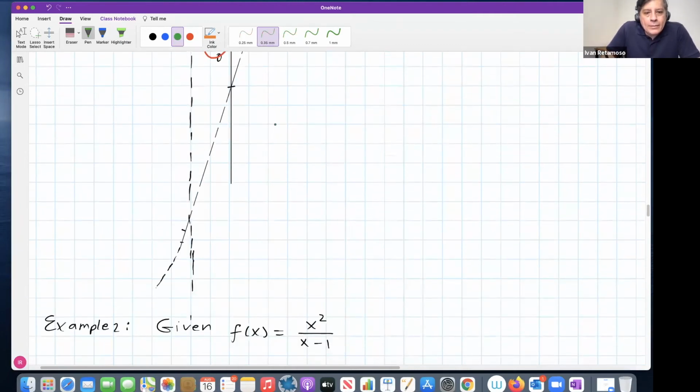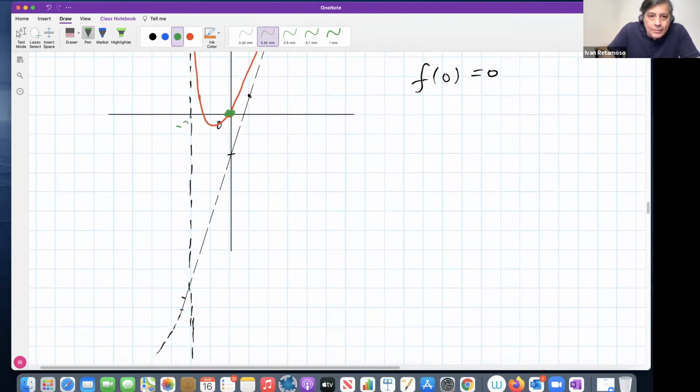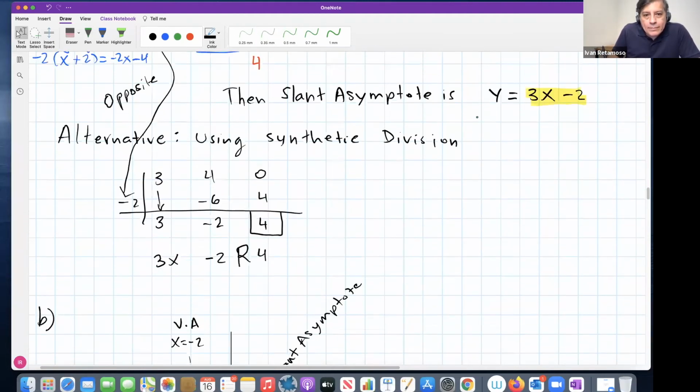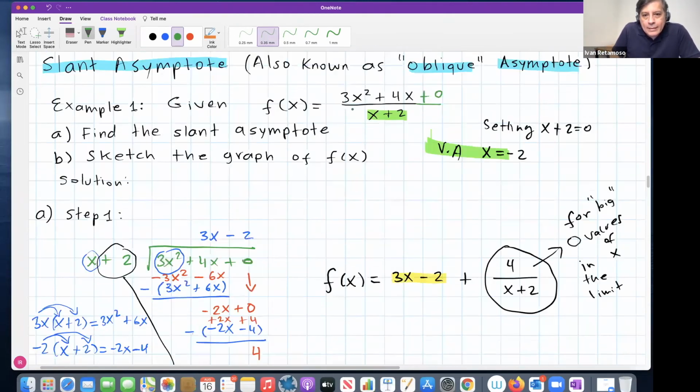Now, another test point could be, for example, since we know that this is -2 here, where the vertical asymptote is, something on the left could be -3, for example, a test point, to see where you land, here or here, right? So f evaluated at -3. What is that? Well, you take your original function and you substitute -3.